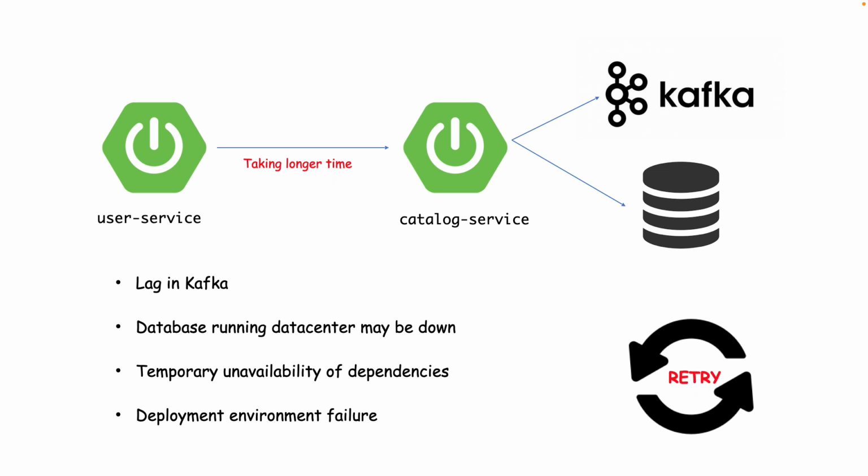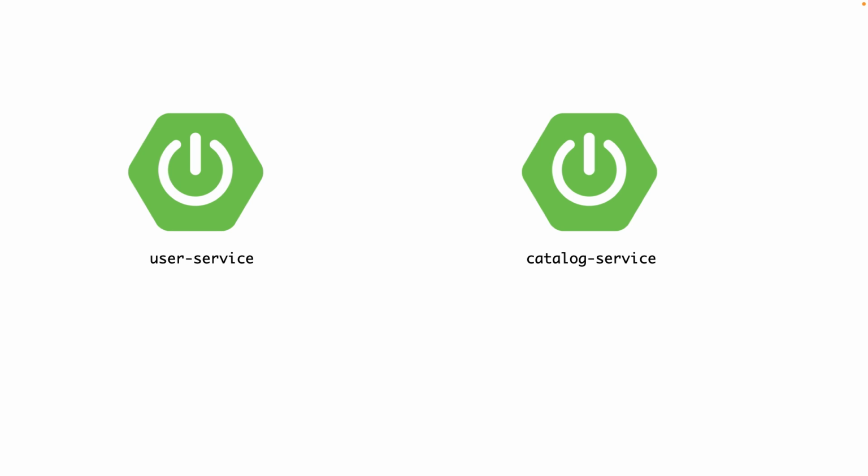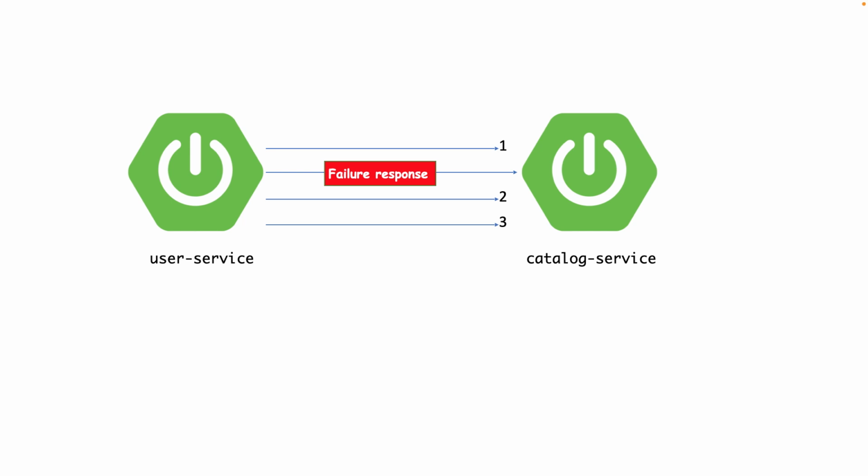The idea behind the retry pattern is quite simple. Let's say user service called catalog service and received an unexpected response. In that case, user service needs to reattempt the call again and again to catalog service at some time interval. If any of your attempts finds catalog service back online, then we are good. Otherwise, we have the option to return a fallback response to the end user.